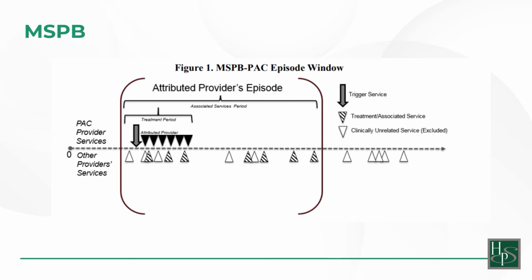The striped triangles represent associated treatments or services, whereas the black triangles would represent the home health services that we are providing. Medicare spending per beneficiary is calculated for services billed by the agency during the treatment period, as well as for associated services during that associated services period. For example, if your patient goes in and has a hospital stay while they're on services with your agency, then those costs are attributed to your spending.